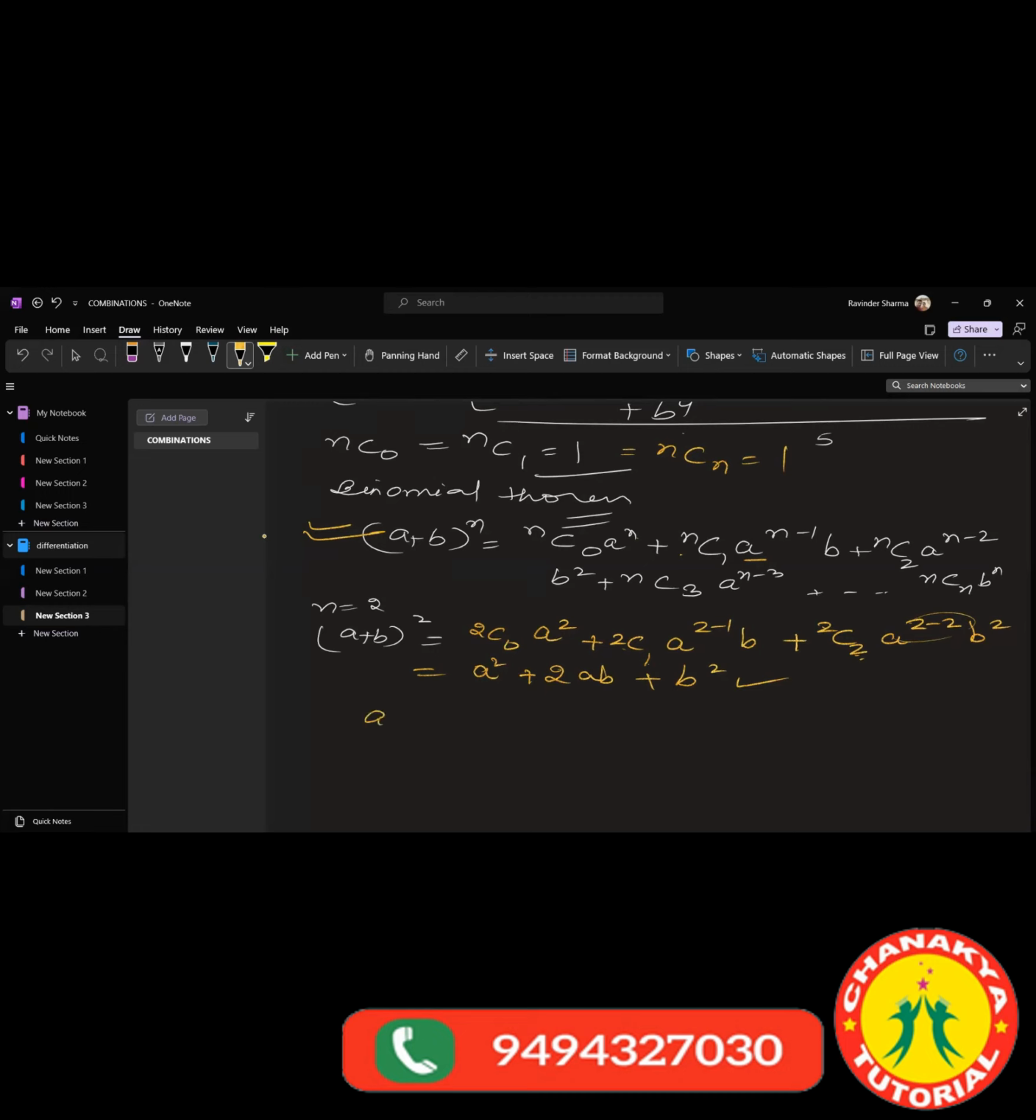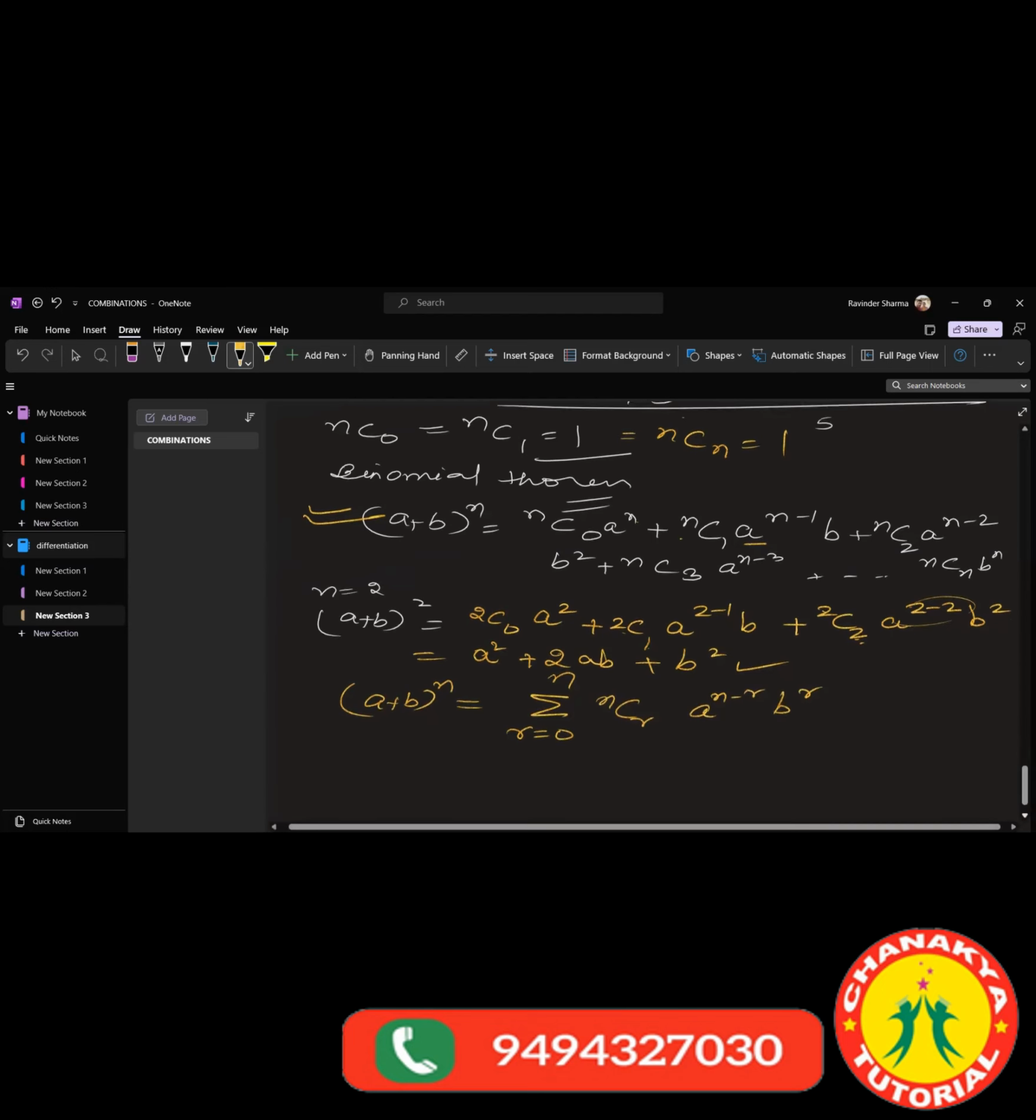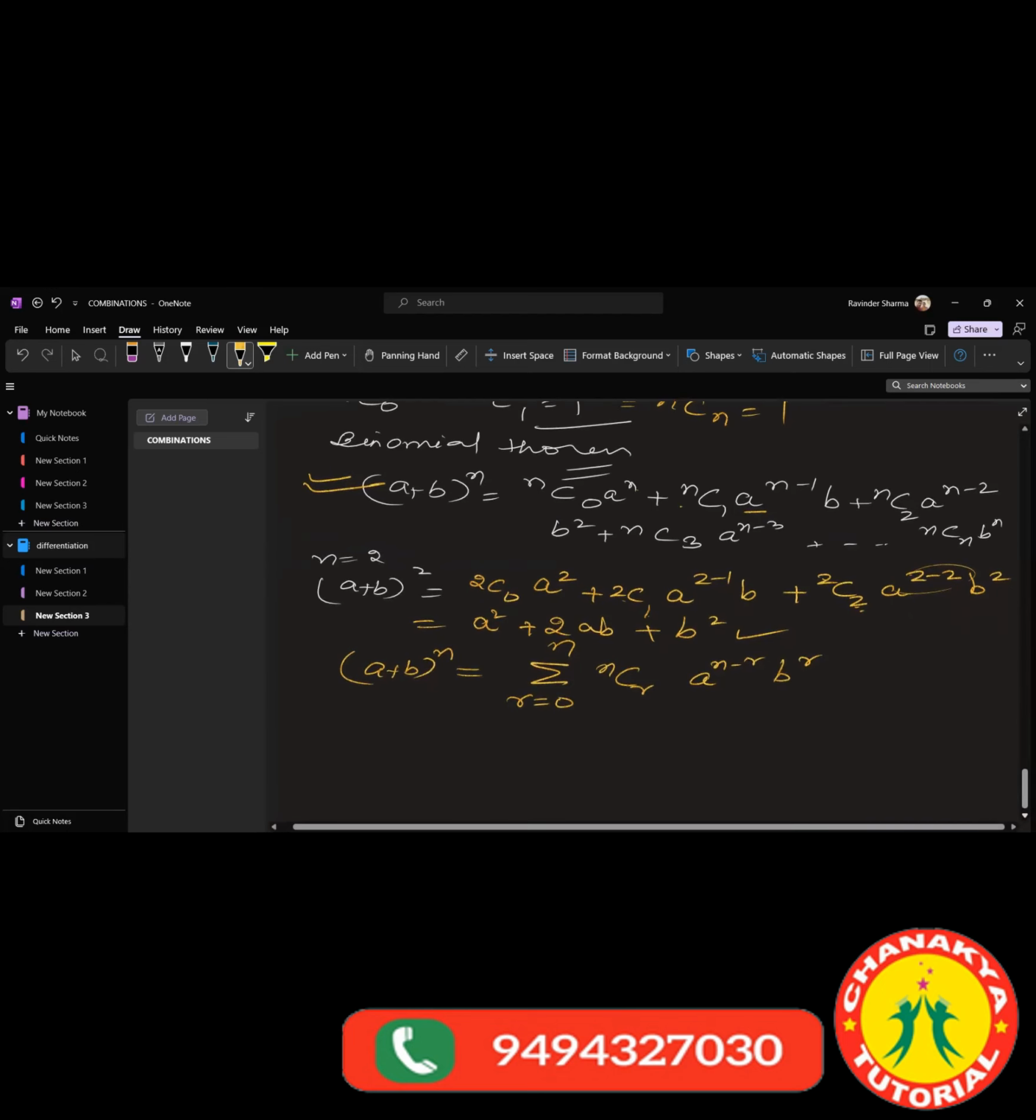Or you can generalize like this. A plus B whole raised to the power n. You can write summation, R is equal to 0 to n, NCR, A to the power n minus R, B to the power R. Okay, beta. So by using this formula, you can expand. Suppose I will ask you to expand 7x plus 2y raised to the power 11.